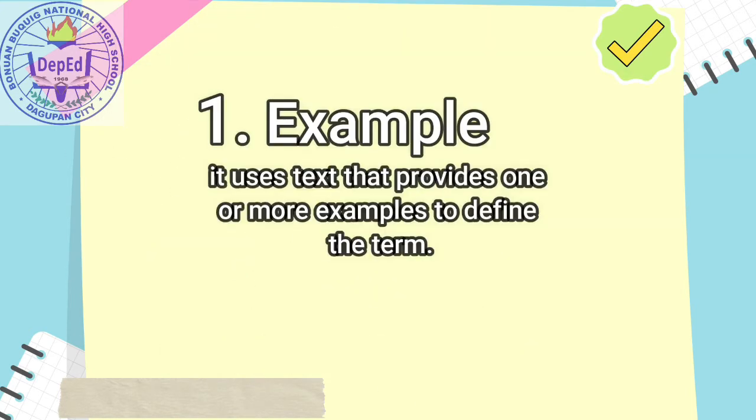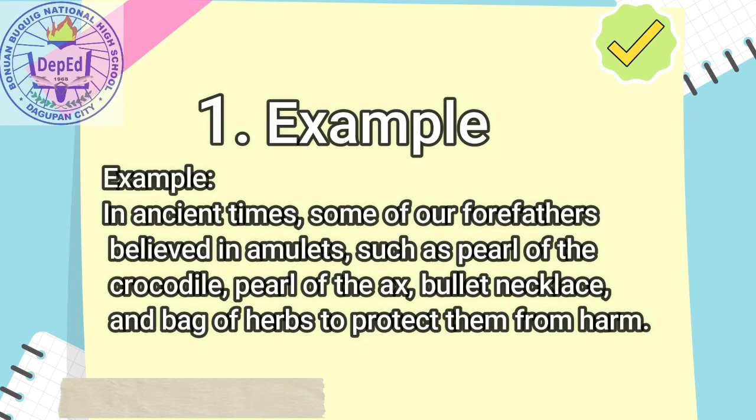Example: it uses text that provides one or more examples to define the term. For example, in ancient times, some of our forefathers believed in amulets, such as pearl of the crocodile, pearl of the ox, bullet necklace, and bag of herbs to protect them from harm. The unfamiliar word in the sentence is amulets, and the given examples are pearl of the crocodile, pearl of the ox, bullet necklace, and bag of herbs.